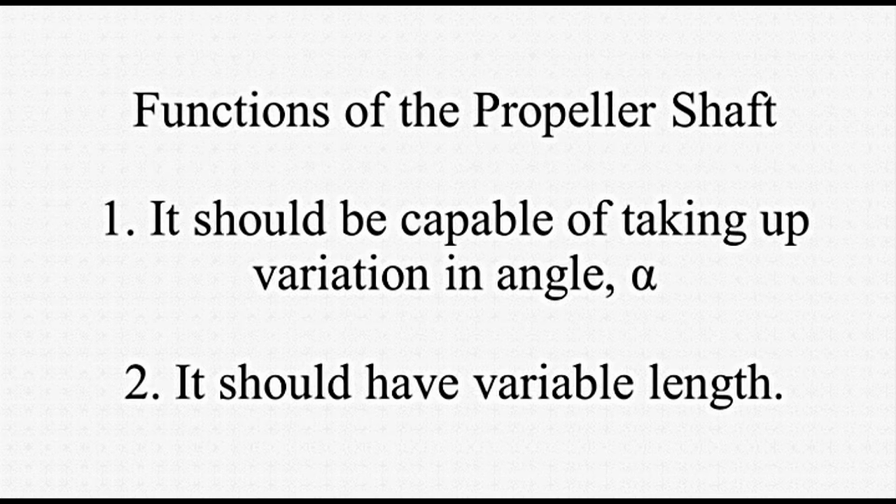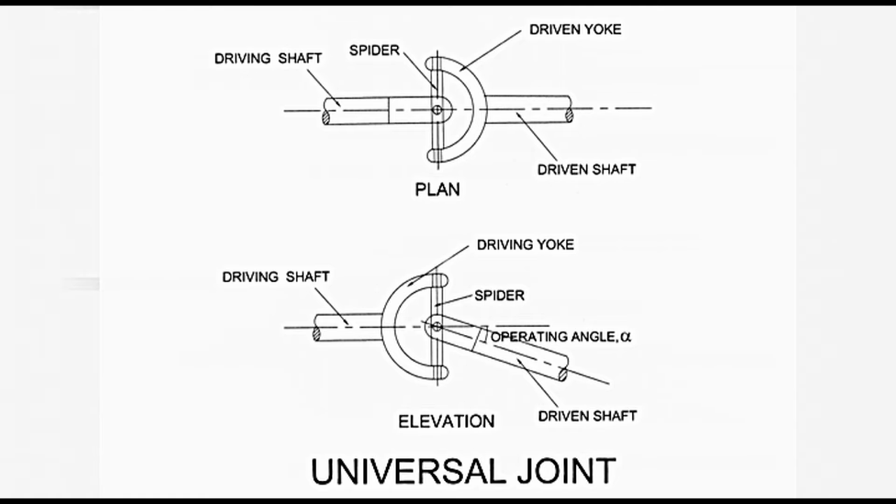This brings forward the two functions of the propeller shaft. These are: 1. It should be capable of taking up variation in angle alpha, and 2. It should have variable length. The first one is fulfilled by providing universal joints at the ends of propeller shaft. This joint is meant for connecting two shafts whose axes are not linear. The details of joint are described slightly later in this episode.